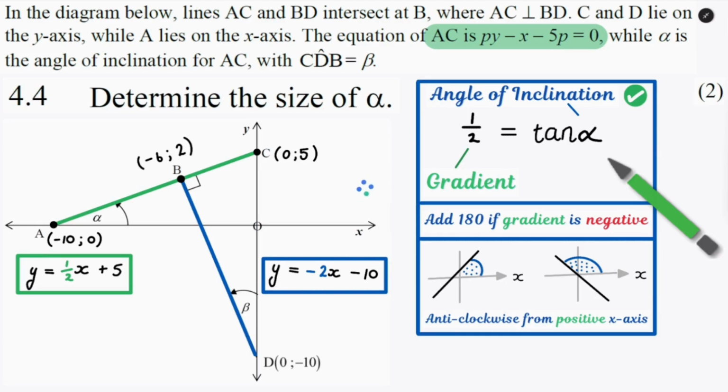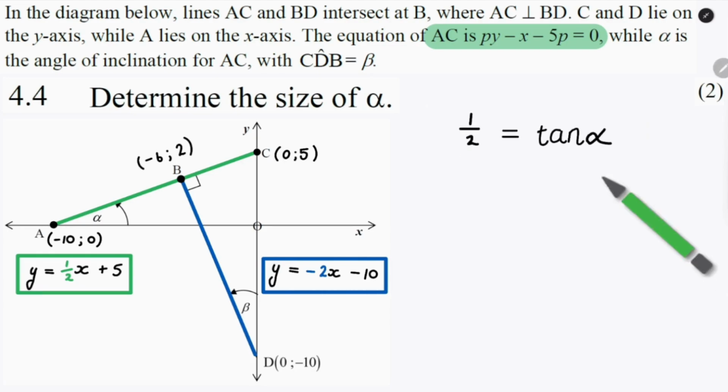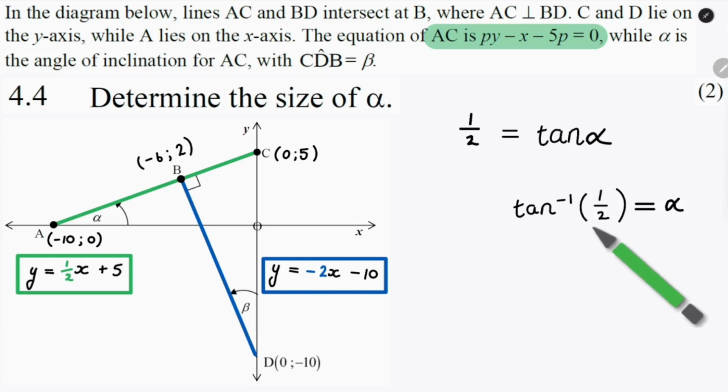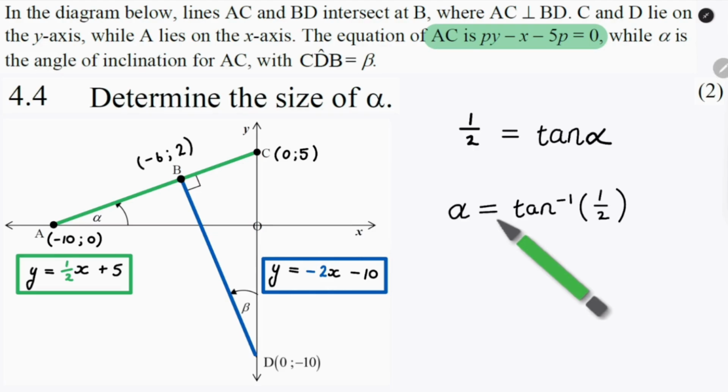And then, to solve this, we can ignore the special rule. My gradient is not negative, so we do not have to add 180. I'm going to break the tan up from the angle and move the tan over to the other side, and it becomes shift tan. And then alpha equals, I'm just going to move it to this side to make my life more convenient. And then we just pump that into our calculator.